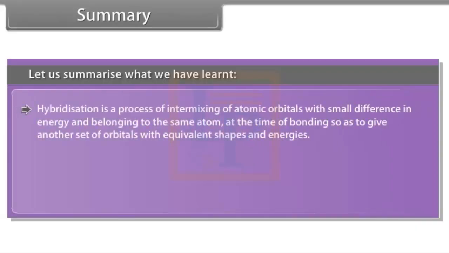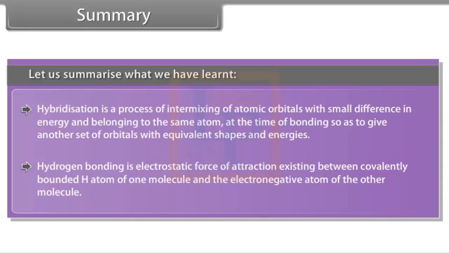Hybridization is a process of intermixing of atomic orbitals with small difference in energy and belonging to the same atom at the time of bonding, so as to give another set of orbitals with equivalent shapes and energies. Hydrogen bonding is the electrostatic force of attraction existing between a covalently bonded H atom of one molecule and the electronegative atom of the other molecule.